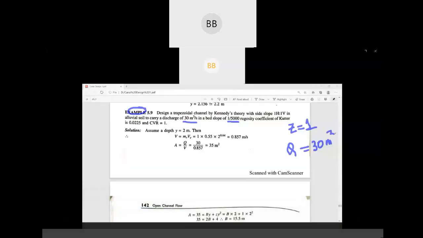So what is given? We have to design a trapezoidal channel by Kennedy's theory. Side slope is given one horizontal is to one vertical. That means Z is equal to 1. Okay, it's given. Z is equal to 1. Then discharge is also given. How much? It's 30 meter cube per second. Bed slope is also given as 1 by 5000.